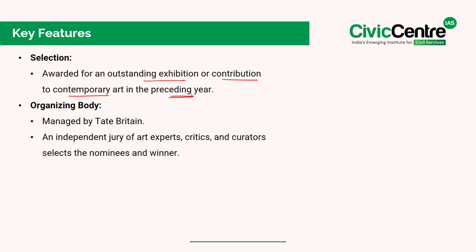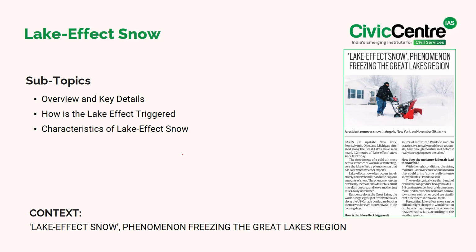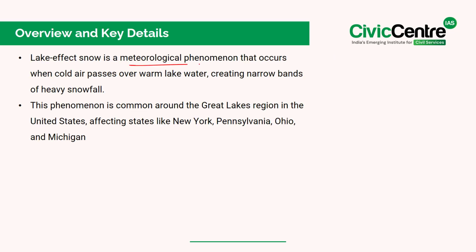And lastly, it is managed by Tate Britain, where an independent jury of art experts, critics, and curators selects the nominees and the winner. The last article of the day talks about the lake effect snow. See, the lake effect snow is a meteorological phenomenon that occurs when cold air passes over the warm lake water, creating narrow bands of heavy snowfall. Know that this phenomenon is common around the Great Lakes region in the United States, affecting states like New York, Pennsylvania, Ohio, and Michigan.